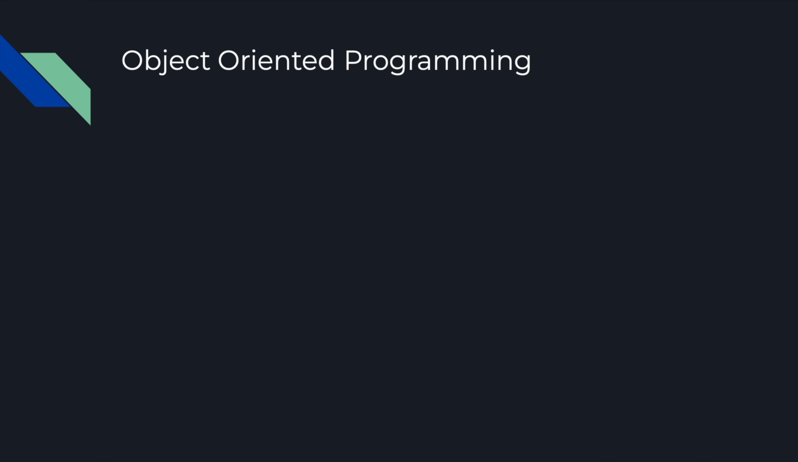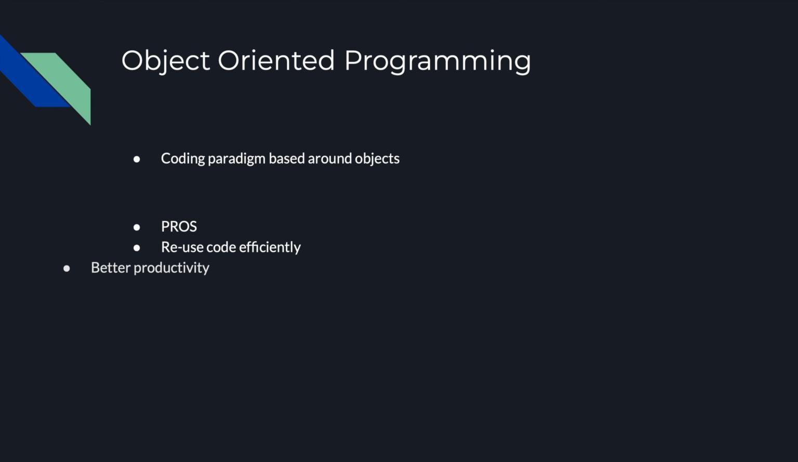As it sounds, object-oriented programming is a paradigm where programmers write code as objects. This has its advantages and its disadvantages. So first, let's talk about the pros. For one, you are able to reuse code much more efficiently, and because of this, you have better productivity.